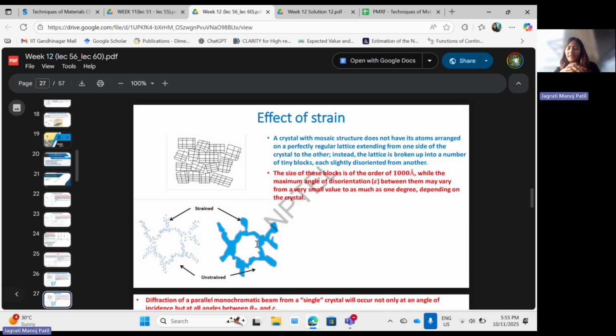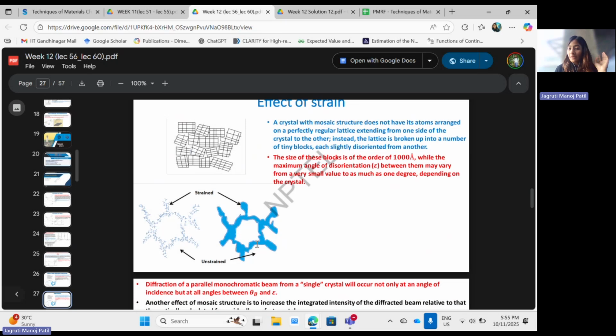Now, a crystal which has a mosaic structure won't have all atoms arranged periodically, right? That periodicity would extend from one side of the crystal to the other. Now here, everything is broken apart, into tiny blocks arranged here and there, and those are all disoriented from each other. And the maximum size of this is thousands of angstroms. So the maximum angle will also increase.